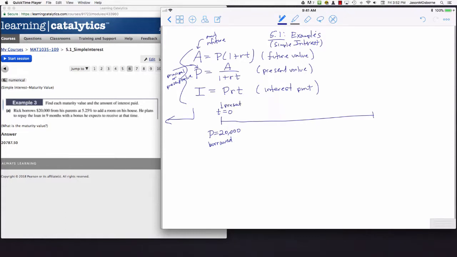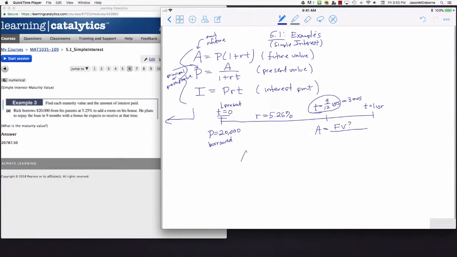And something happens in the future. He plans to repay the loan in 9 months. So here's 1 year, and 9 months from now, which is t equal to 0, is t equal to 9 over 12 years. But you'll want to use time in years in all of the formulas above. You're going to repay the loan in 9 months, or 9 over 12 years. And the interest rate that is going to be added on top of that loan payment is 5.25%. And the question is, what is the future value, which we don't know.